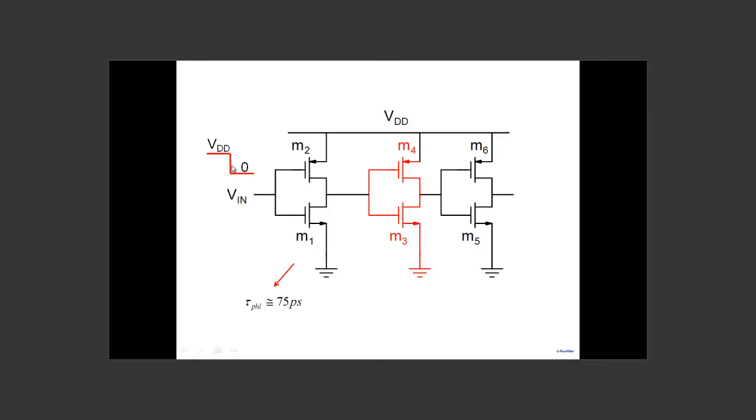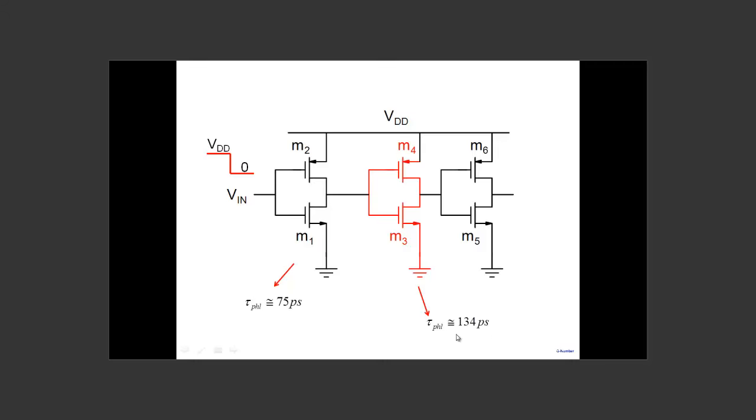Now, if I simulate this particular inverter, I get a delay of 75 picosecond. We calculated 65, but simulation gives us 75. The reason I'm using simulation is that I'm giving you results from simulation for this one. So this is 75 picosecond. And the delay of this particular one is 134 picosecond. Huge difference.